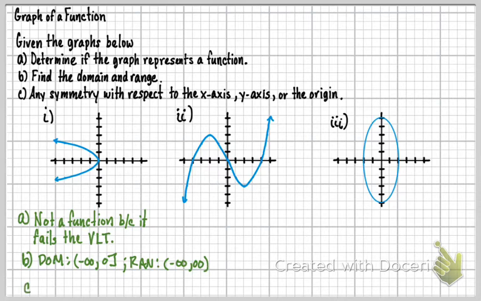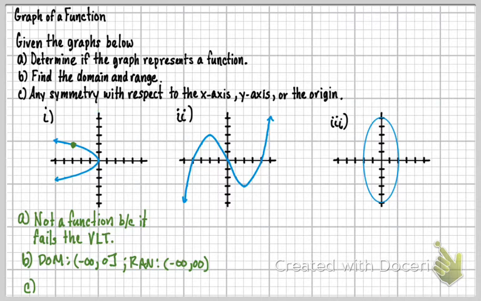And then for part C, C says any symmetry. So now the symmetry means that if I pick a point on my graph, any point, and I reflect it over, let's say, the y-axis, that would have to land back on my graph, and it doesn't for this one here. It actually is off the graph. So therefore, it's not symmetric about the y-axis.